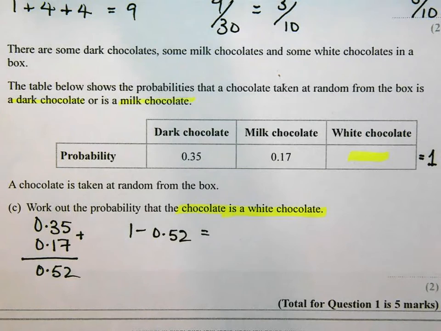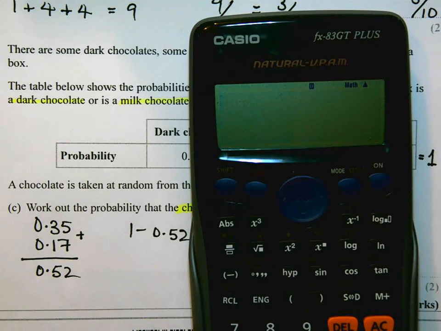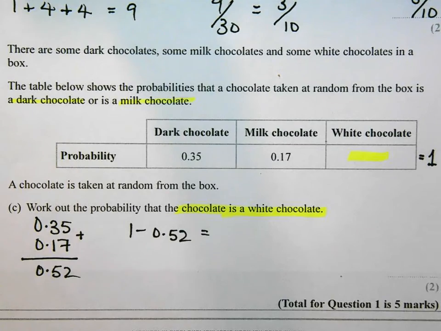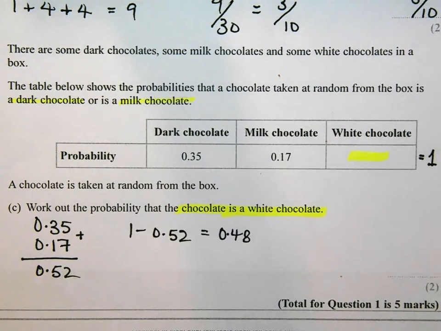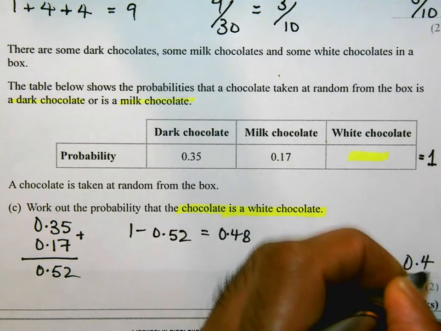Again, using my calculator. Remember, it's a calculator paper. 1 take away 0.52 equals 0.48. And that is the probability of picking a white chocolate.